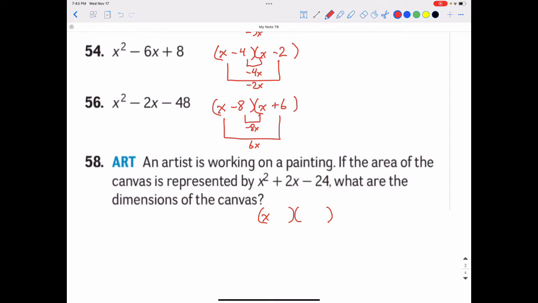x squared splits up into x and x. Factors of negative 24 that add up to 2 would be negative 6 and positive 4. Excuse me, I got that backwards. It's positive 6 and negative 4. And so that gives me inside terms of 6x, outside terms of negative 4x, and that does add up to positive 2x.